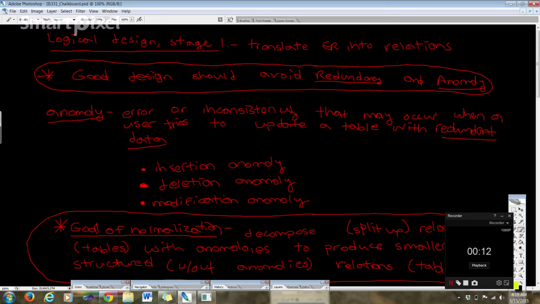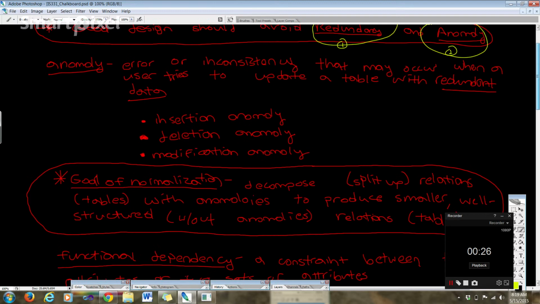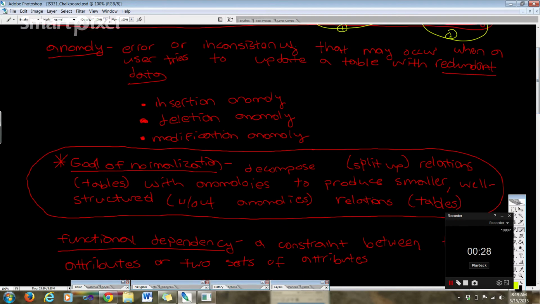So logical design, or stage one of logical design, is to translate the ER model into relations, and good design should avoid redundancy and anomaly. So those are the two things to watch out for. An anomaly is an error or inconsistency that may occur when a user tries to update a table with redundant data. Right, so this idea of redundant data and anomaly, they're sort of tied together.